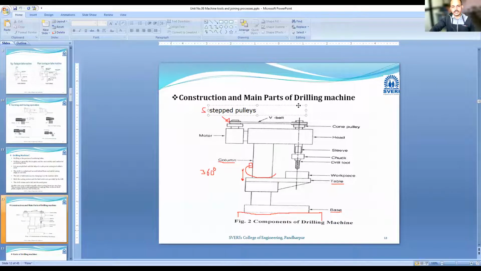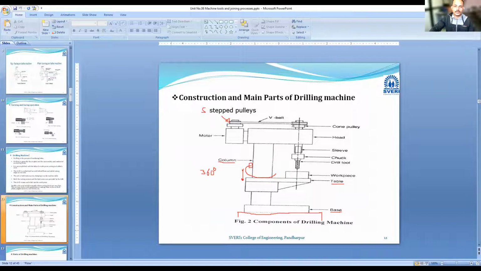These are the stepped pulleys. On the other side of that pillar, another shaft was mounted, which is allowed to rotate with the help of bearings. The power is transferred from the motor to this shaft with the help of a belt. Generally, it is a V-belt.